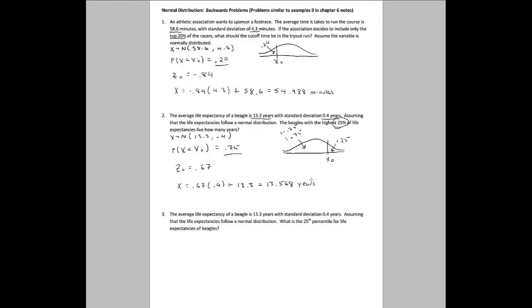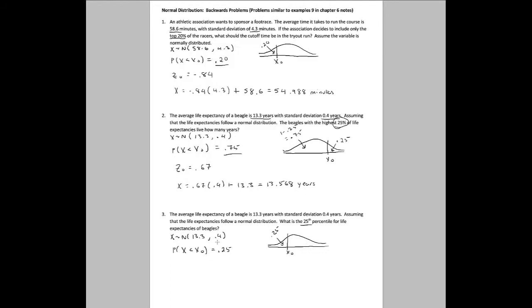All right, let's look at example 3. It says the average life expectancy of a beagle is 13.3 years, with standard deviation 0.4 years. Assuming that the life expectancies follow a normal distribution, what is the 25th percentile for the life expectancy of beagles? So again, our distribution X is normally distributed with mean 13.3, standard deviation 0.4. We're trying to find the 25th percentile. Percentiles we can always set up with the probability to the left. So we have the probability that X is less than X naught is equal to 0.25.